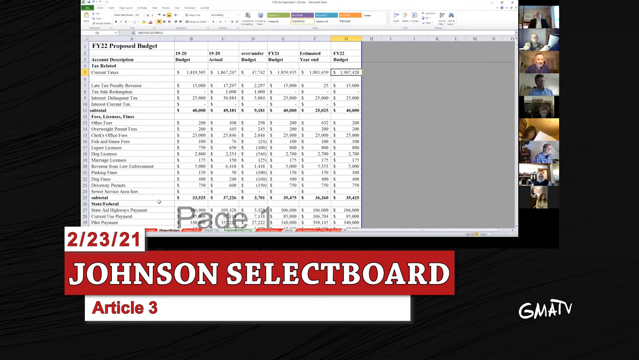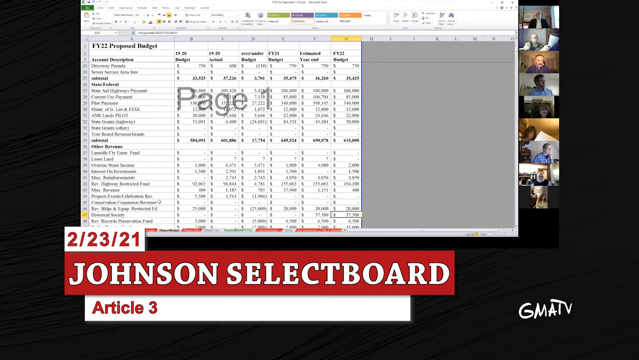If you move on down to line 26, that's state and federal revenues. I'm not going to go through each one of them, but if you go down to line 35, the subtotal, and all the way over to column G, you can see the impact that state and federal revenue has on our budget, just a little over $600,000. So that is a huge amount, and that's one of the reasons the board was cautious in what we were budgeting or proposing for a budget.